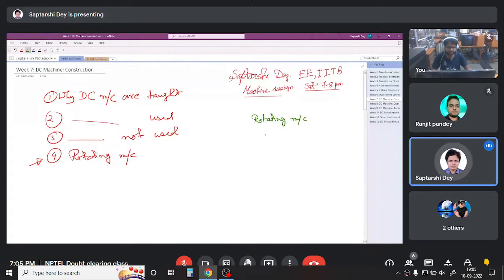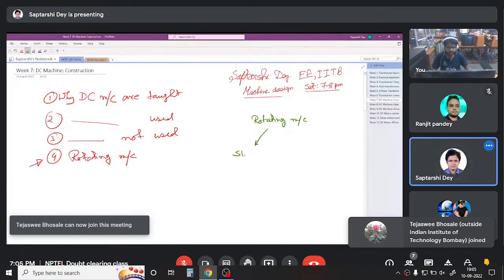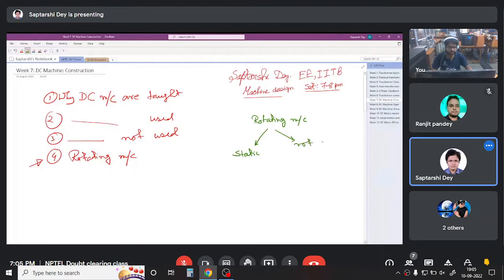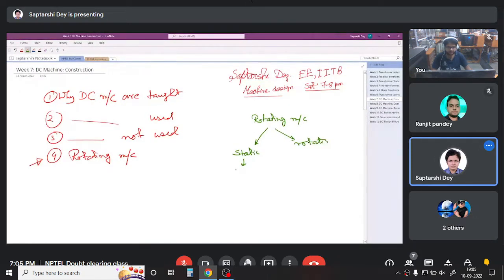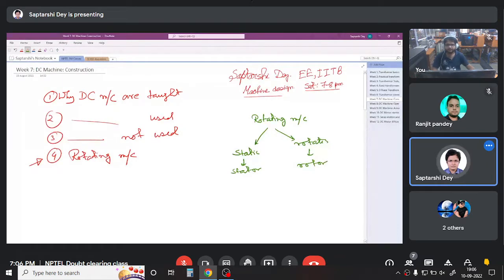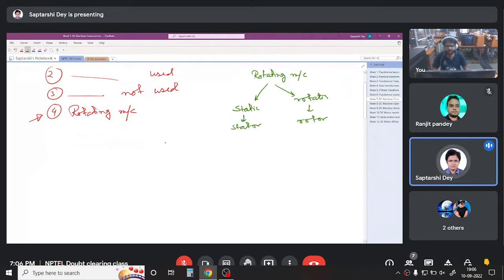So any rotating machine has 2 parts. One part is static and the other part rotates. So the part that is static is called the stator, and the part that rotates is called the rotor. Now, both the stator and the rotor have some electromagnetic structures on them. That may be active, that may be passive. As far as DC machine is concerned, both of them are active.